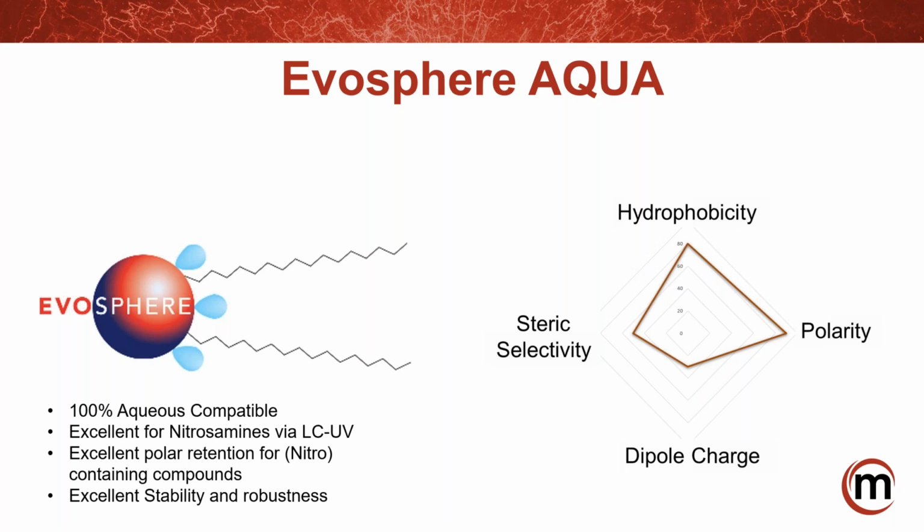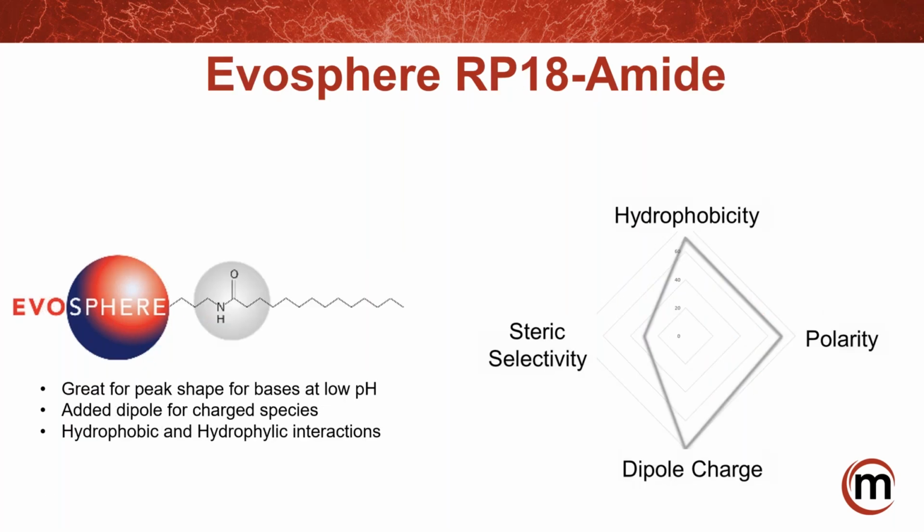Really interesting column is the Aqua, sort of misnomered here because it's really polar retentive. And what we've seen, especially for nitrosamines, is excellent retention and able to separate the two key parameters of the nitrosamines in LC-UV, so you don't have to use LC-MS. So for like batch release in QC, this column has been really exciting. It has excellent stability like all the other columns, and obviously named Aqua, it can be run at 100% aqueous.